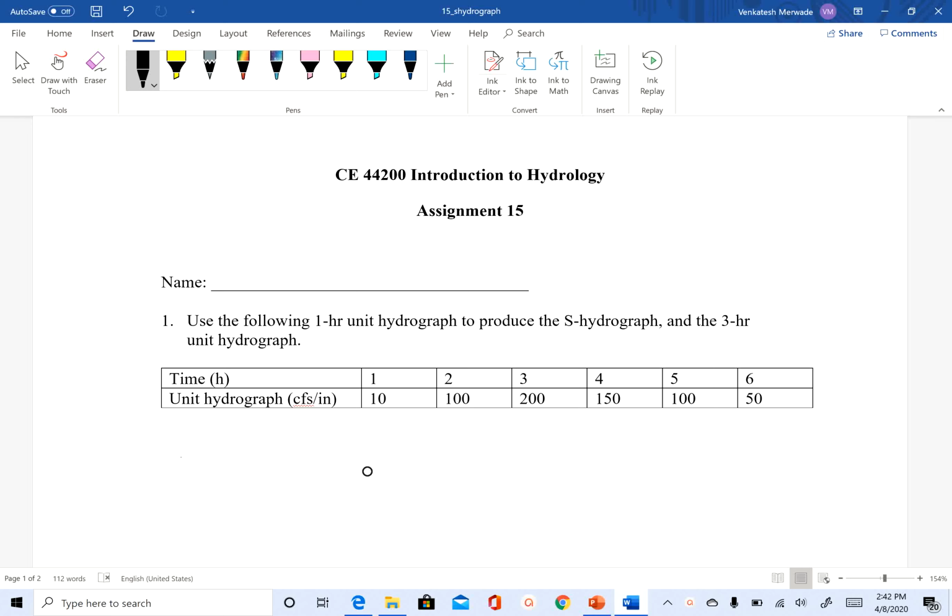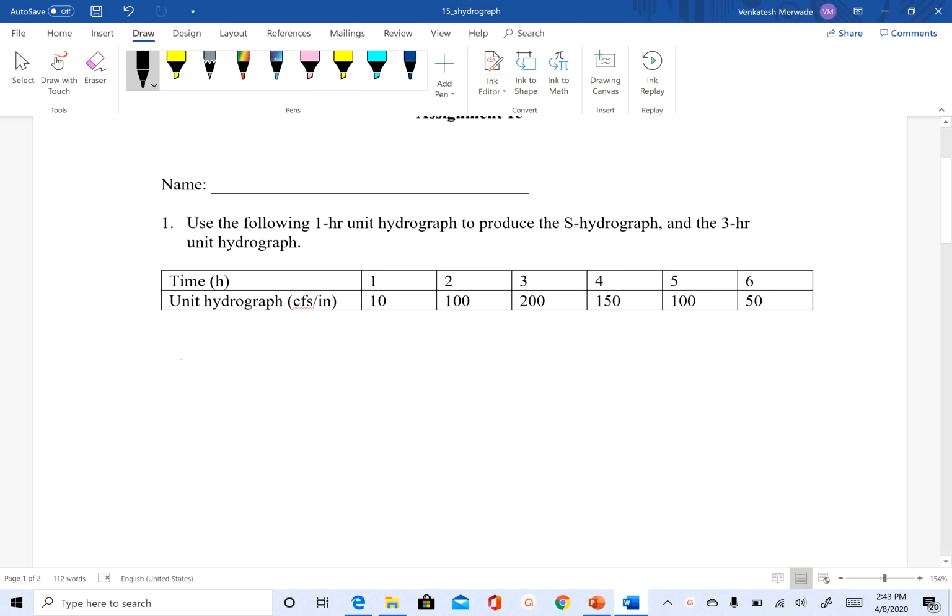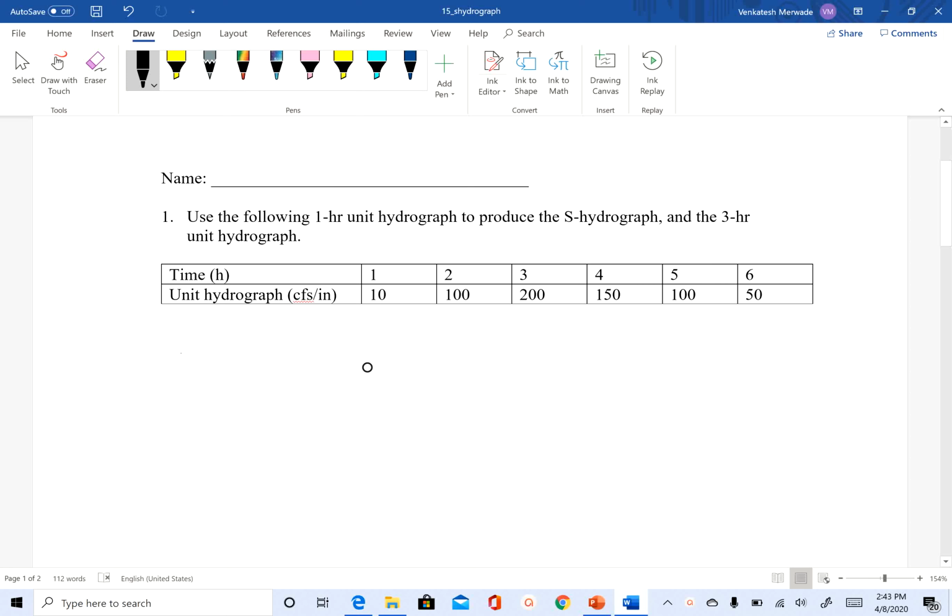Hi, welcome. In this video we are going to continue our discussion on changing the duration of a unit hydrograph using the S hydrograph method. This is a small assignment on how we can implement that method if we have a unit hydrograph of a certain duration. What I have given you here is a 1 hour unit hydrograph, and we are asked to find a 3 hour unit hydrograph.